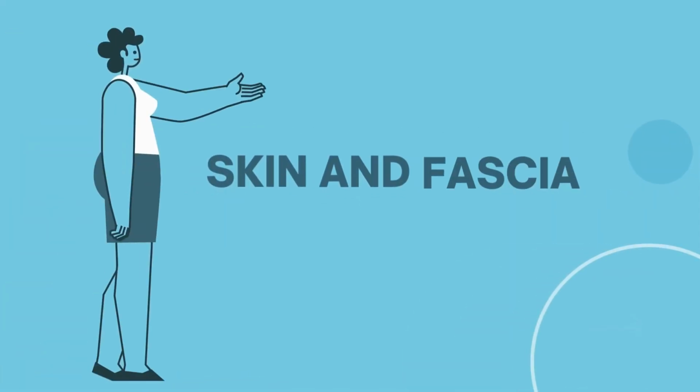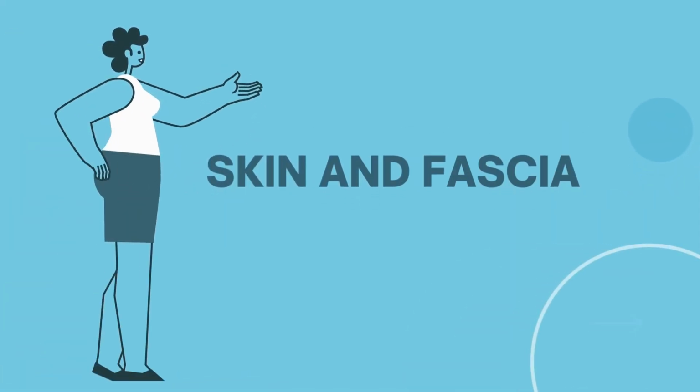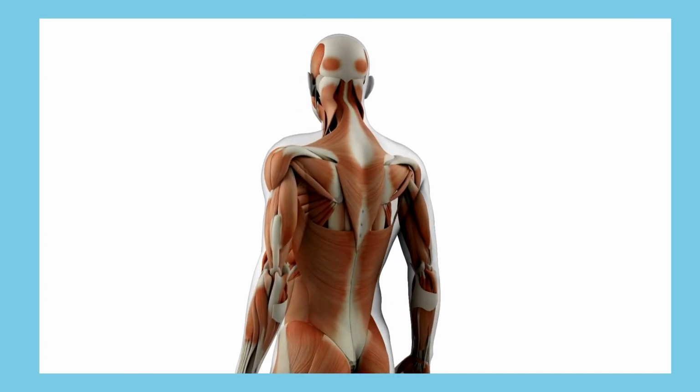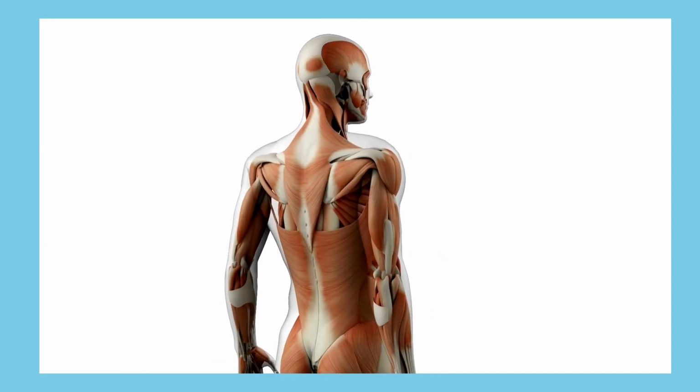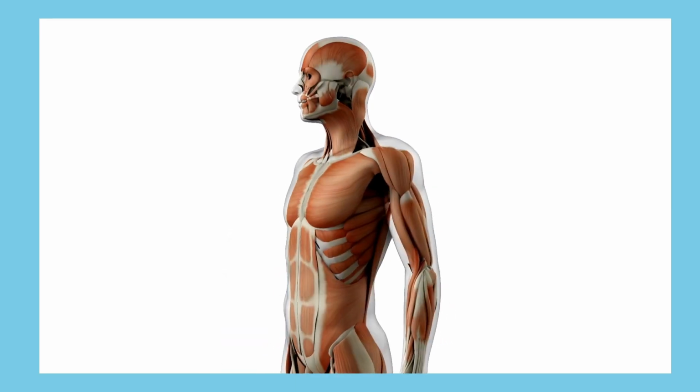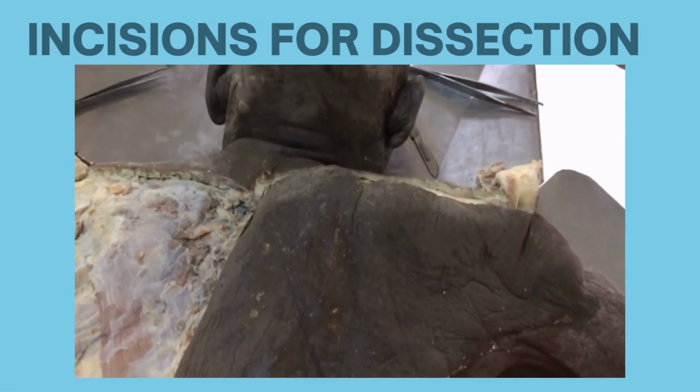Before looking at the muscles, let us see the skin and the fascia. Human beings mostly lie on their back, therefore the skin and fascia on the back are adapted to sustain pressure of the body weight. Therefore the skin is thick and is fixed to the underlying fascia.